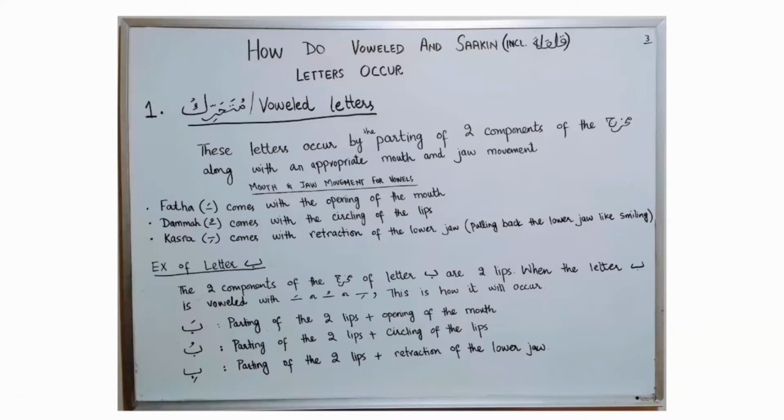We also need to make sure that we do not stretch these letters too much, so that we start giving them a mud sound. So instead of saying ba, I say ba. Instead of saying boo, I say boo. Instead of saying bee, I say bee. So I have to make sure when I'm reciting these letters, try to avoid too much stretching of these letters so you don't make them a mud letter, and give them only one count. So this is how you give vowel letters. You part the two components of the makhraj along with the appropriate mouth and jaw movement.